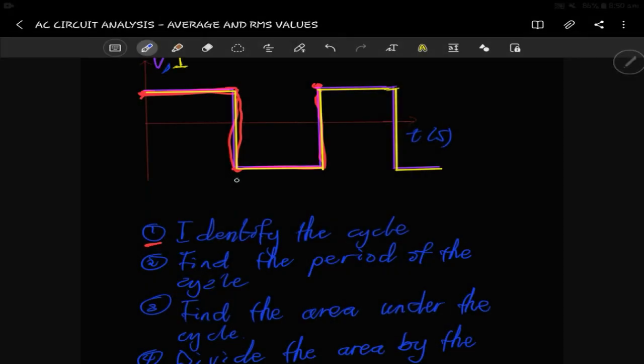So that's one cycle. Sometimes it's missing. So we have 2, 4, we have a 6, and then wherever this one ends, we have an 8, right? So we've identified one cycle, step by step, one cycle.